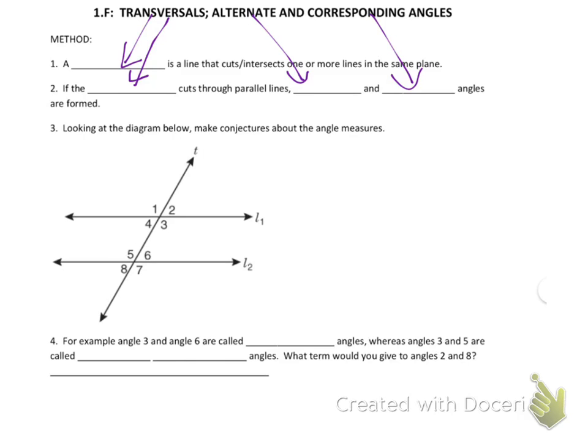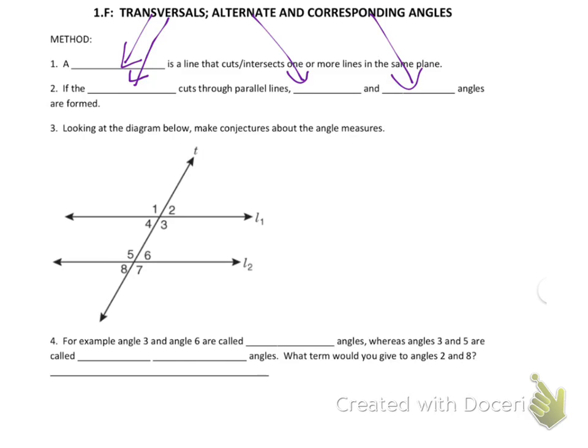Where are those alternate and corresponding angles being made? Right here. Parallel lines. L1 and L2 are parallel, cut by the transversal T. There's some really cool things, guys, that you already know. Like, angle 1 and angle 3 are the same because they are vertical angles. That means 2 and 4, 5 and 7, and 6 and 8 are vertical angles. They are all the same to each other as vertical angles.